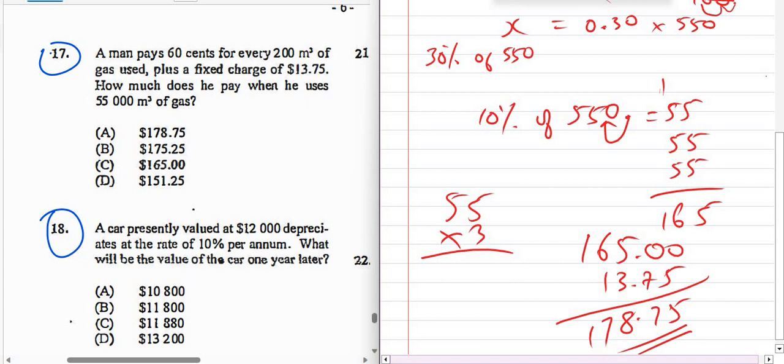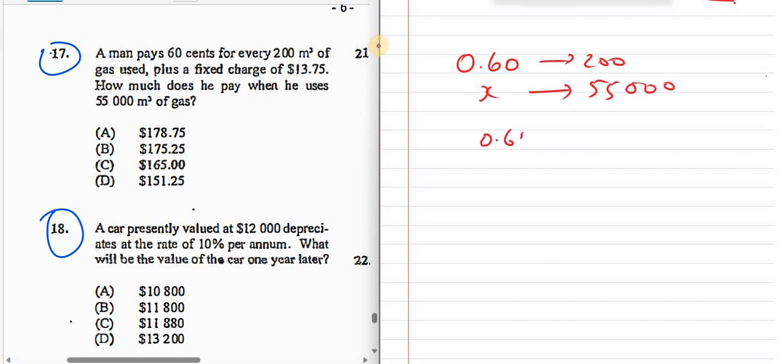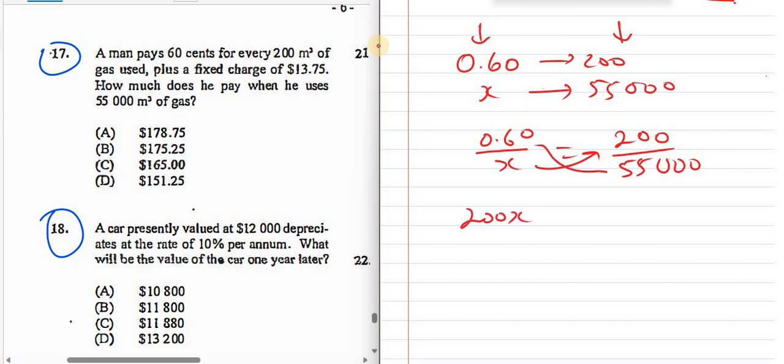You can just simply say, okay, 60 cents, right, to what? 200. And then we say X amount to what? 55,000, right? And so you can say 0.60 divided by X equals what? 200 divided by 55,000. Everybody see that? I just put this as a fraction and put this over here as a fraction. And then I do the same cross multiplication. X times 200 is 200x. And 60 cents times 55,000 is equal to 55,000 times 0.60.